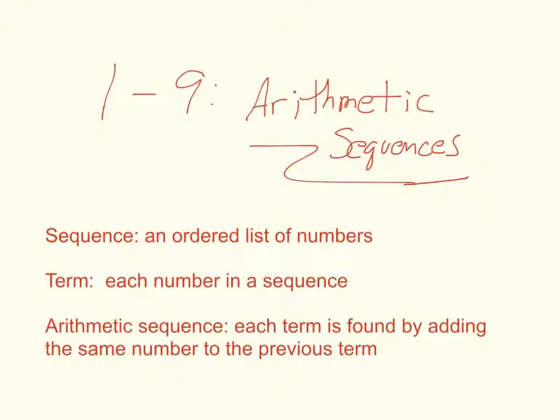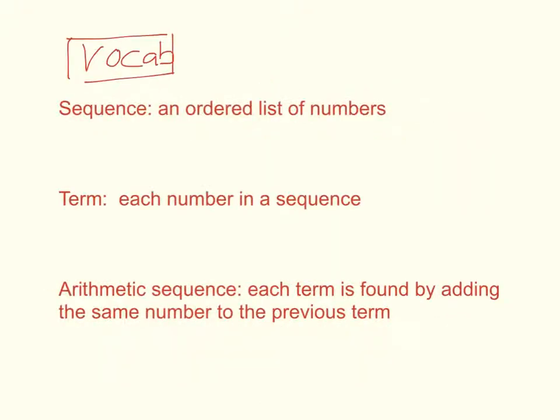First off, a couple of vocab words I want to talk about. The first is a sequence. What is a sequence? Well, ladies and gentlemen, a sequence is just an ordered list of numbers. For example, a sequence could be 2, 4, 6, 8, 10. That would be a sequence, okay? They're coming in order. Next thing would be a term.